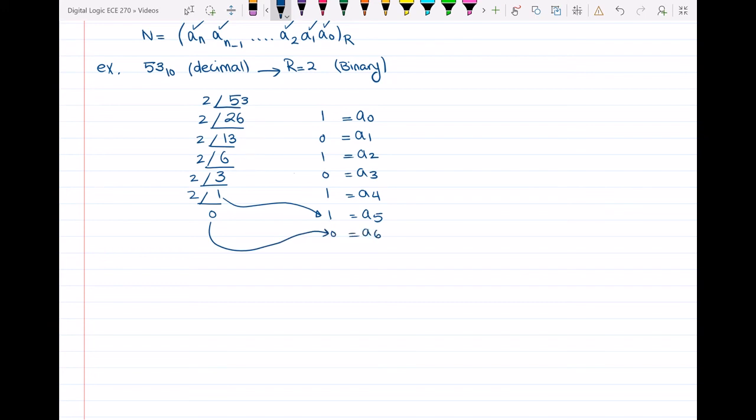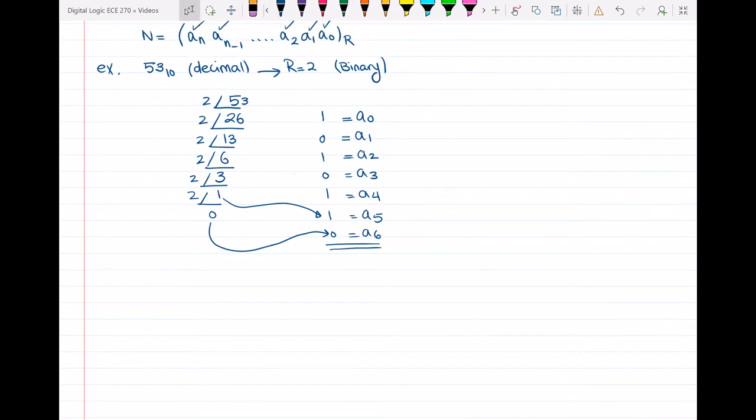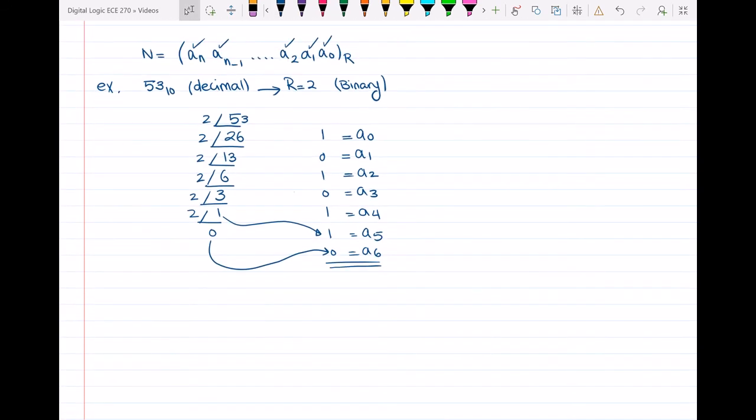Since we're dealing with unsigned numbers here, we don't care about the 0 at the left of a number, right? So if I want to write my n here, the number in binary, I have to start from A6, which is 0, 1, 1, 0, 1, 0, 1, and then I can just neglect the 0 at the left of the number. So this means that 53 in base 10 is equal to 110101 in base 2.